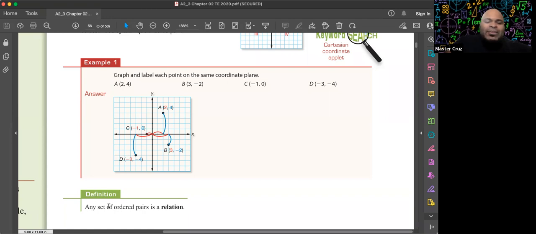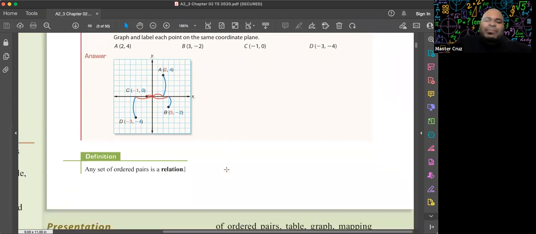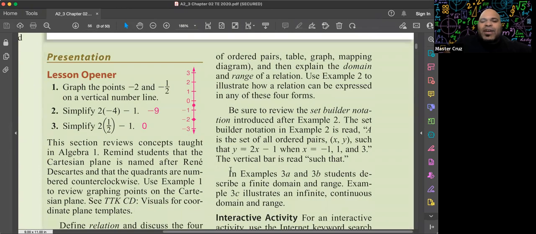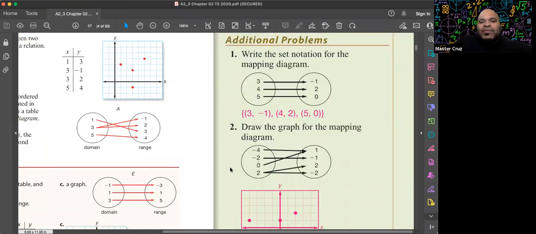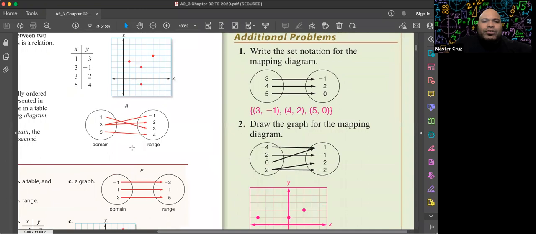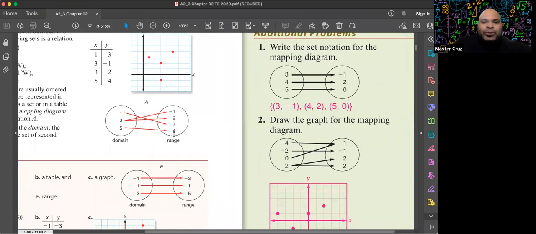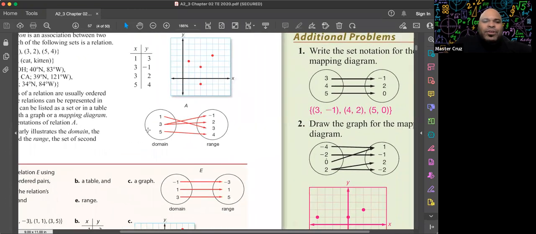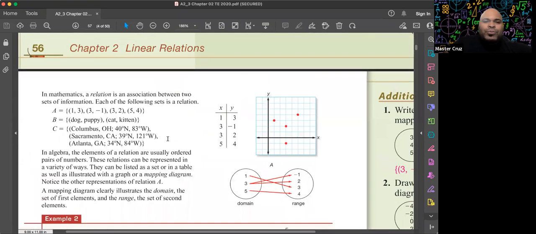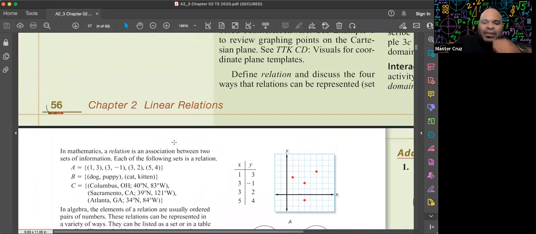So any set of ordered pairs is a relation. So this is a relation, this is a relation. All these points, that's an ordered pair. Those are relations. And the way that is a relation is because you have an input and an output. So the x value is always an input and the y value is always an output, right? So let's take a look at example 2 and how this pertains to relations and functions.